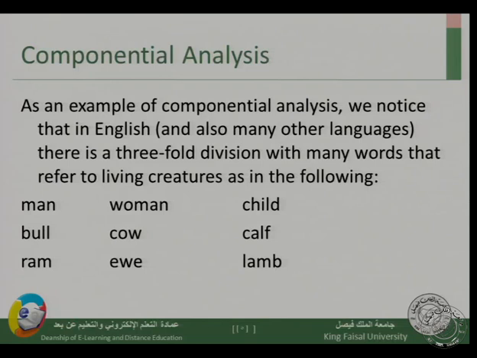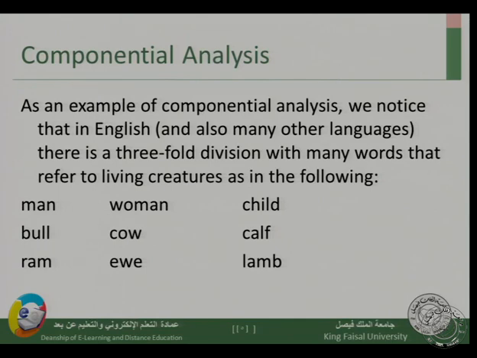Just take an example of the type of analysis which is done through componential analysis, analyzing words into components. We notice that in English and also in other languages, including Arabic, we have a threefold division of many words that refer to living creatures. So words that refer to living creatures, we have a threefold division, alright? So we have things like man, woman, child. We have bull, cow, calf. We have ram, ewe, lamb.